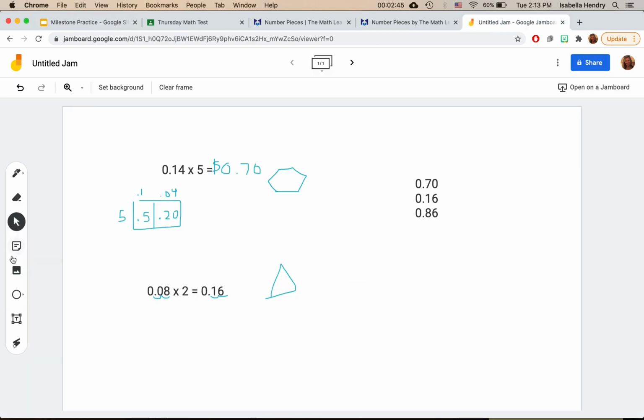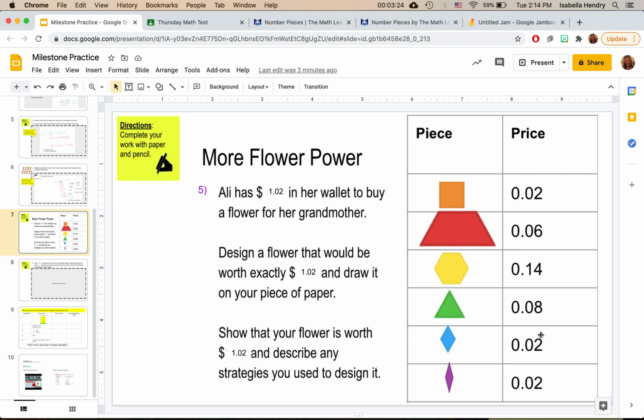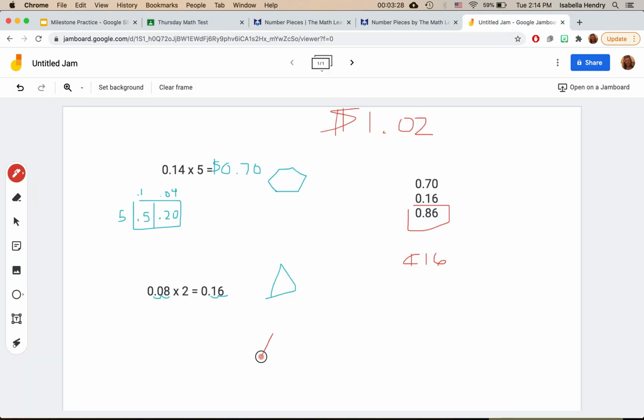And I need to get to exactly $1.02. So, what was I saying? I need to get to exactly $1.02. I'm at 86 cents. So I know that I need 16 more cents, I think. So I think that to get 16 more cents, I'm going to use some of these blue things. They're 2 cents. So I know 2 times 8 is 16. So I'm going to do some blue diamonds. And it's kind of like the inverse of this one, which is funny. And again, I'll show how I move the decimal point to figure out how much that was going to cost.